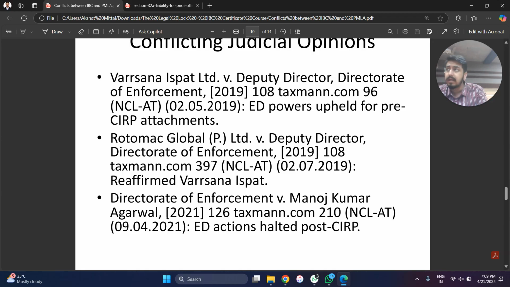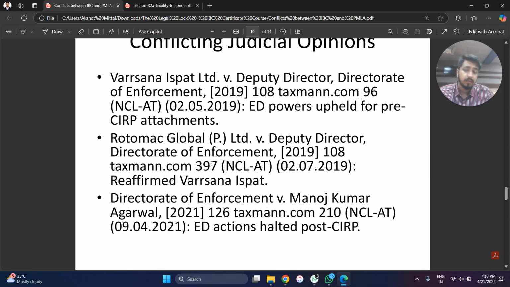In this case, the NCLAT upheld the powers of ED for attachment of property at the pre-CIRP stage. This case clarified the position that when the case is at the pre-CIRP stage, the ED is at full discretion to act, and that also makes sense. Once the CIRP is not initiated, the company is not under insolvency resolution proceedings. Then why bar ED from attaching the properties and proceeding under PMLA?